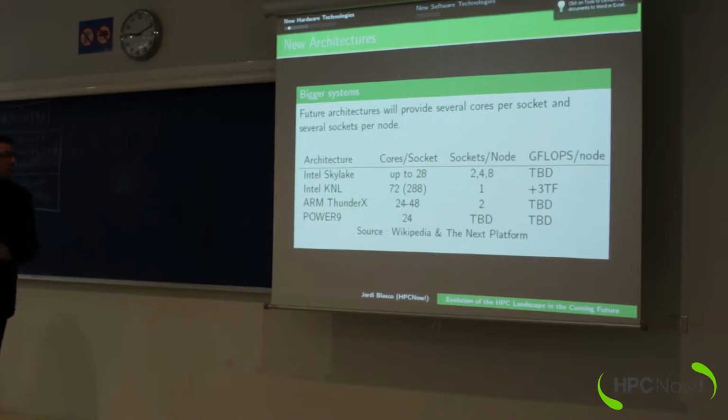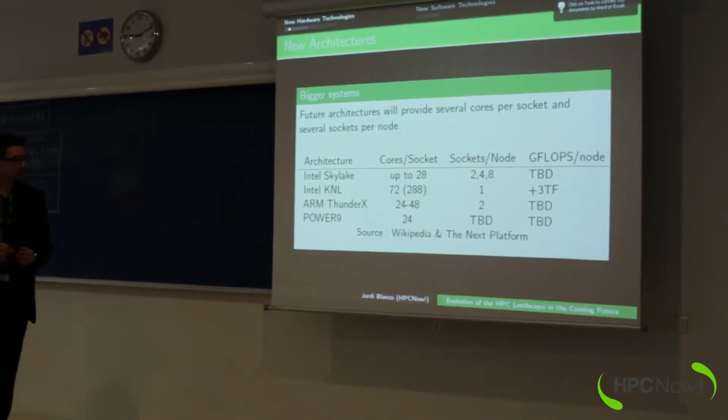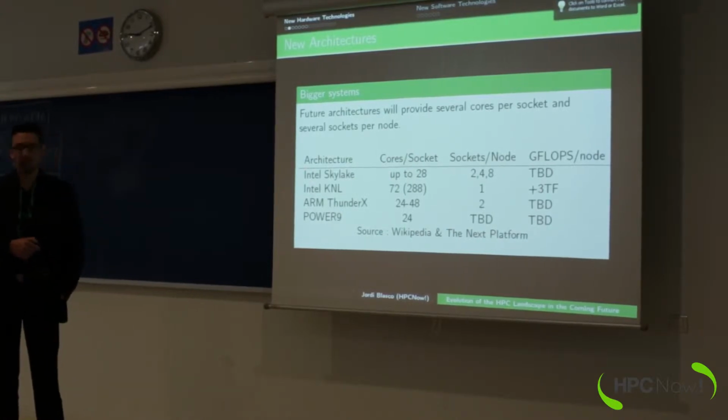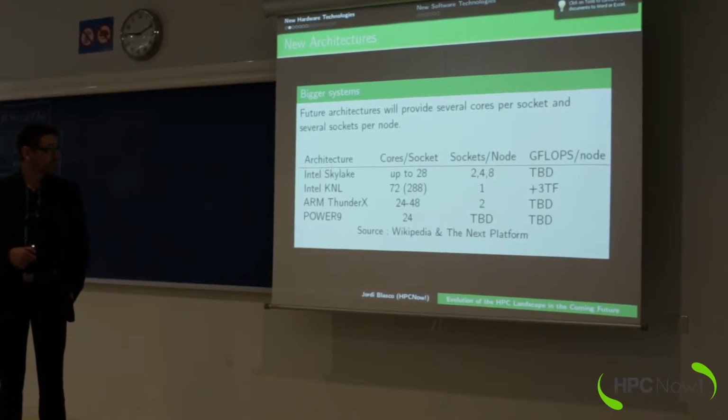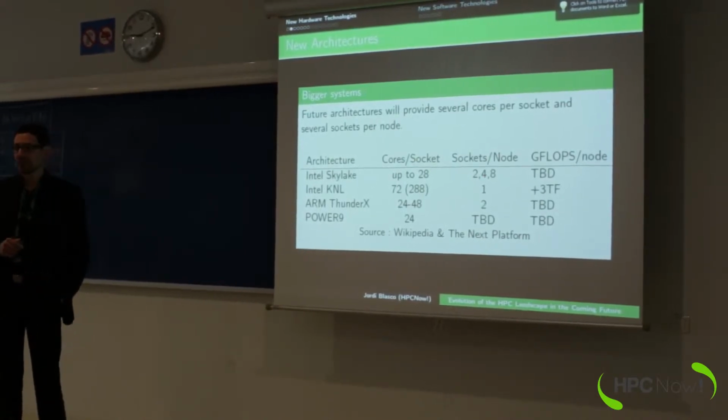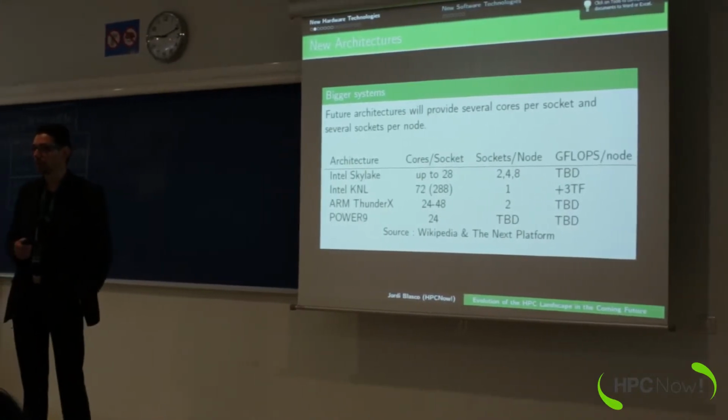So let me start with new architectures. The new trends seem to point to bigger systems. So more cores per socket, more sockets per node, to the point that, if you look here, Intel Skylake, which is going to be available sometime next year, has 28 cores per socket and up to 8 sockets per node. This means 200-something cores per node.